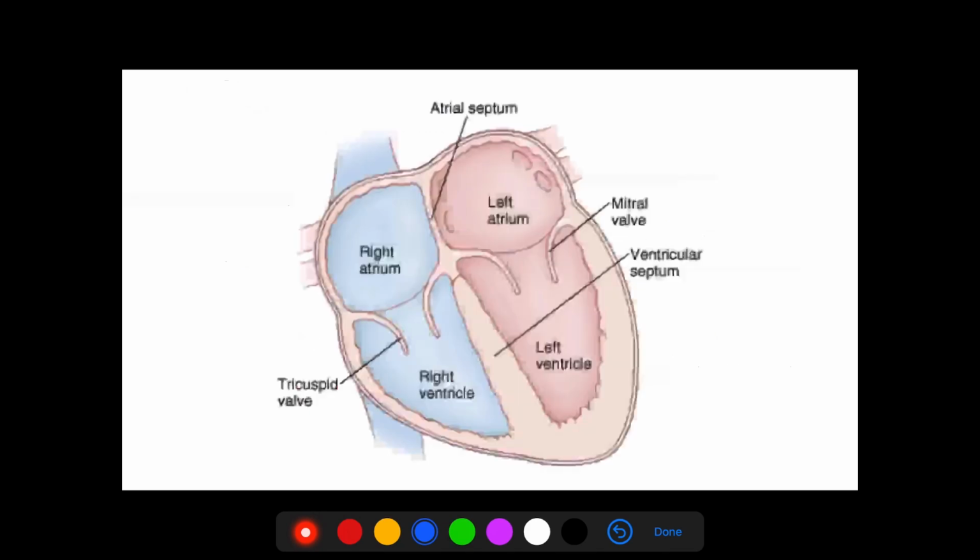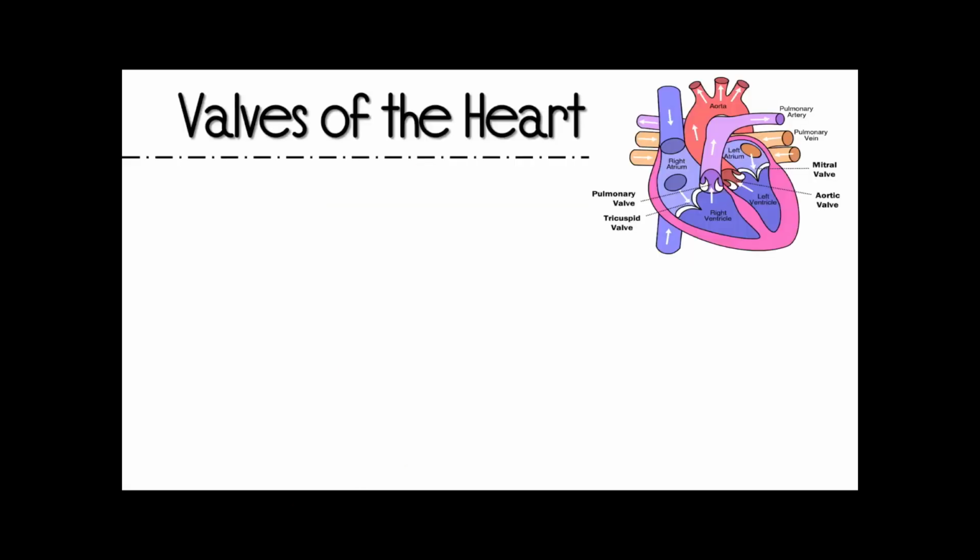So we have here the illustration. Again, these are your receiving chambers, the right atrium and the left atrium. And we have here the discharging chambers. This one, this is what we call the interventricular septum, and this one, the interatrial septum.